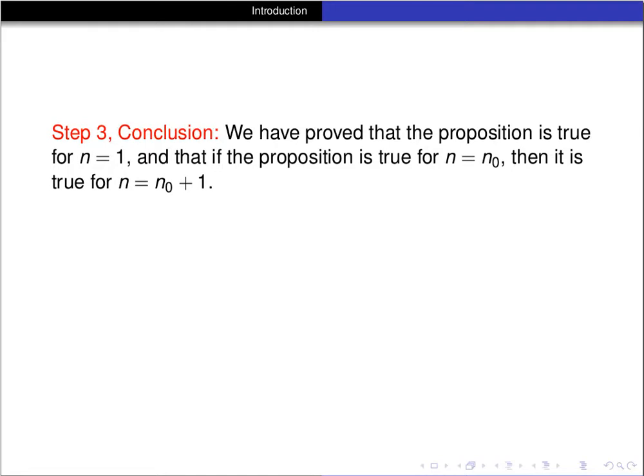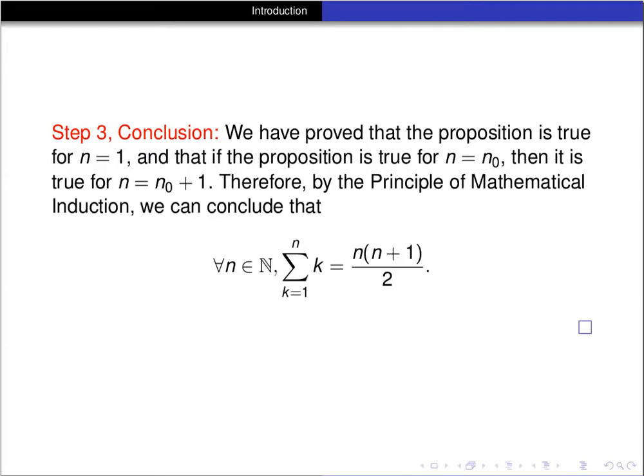So our conclusion is the following: we've proved the proposition is true for n = 1, and we've proved that if the proposition is true for n = n₀, then it's true for n = n₀ + 1. Therefore, by the principle of mathematical induction, we can conclude that for all natural numbers n, the sum of the first n natural numbers is n times (n + 1)/2.